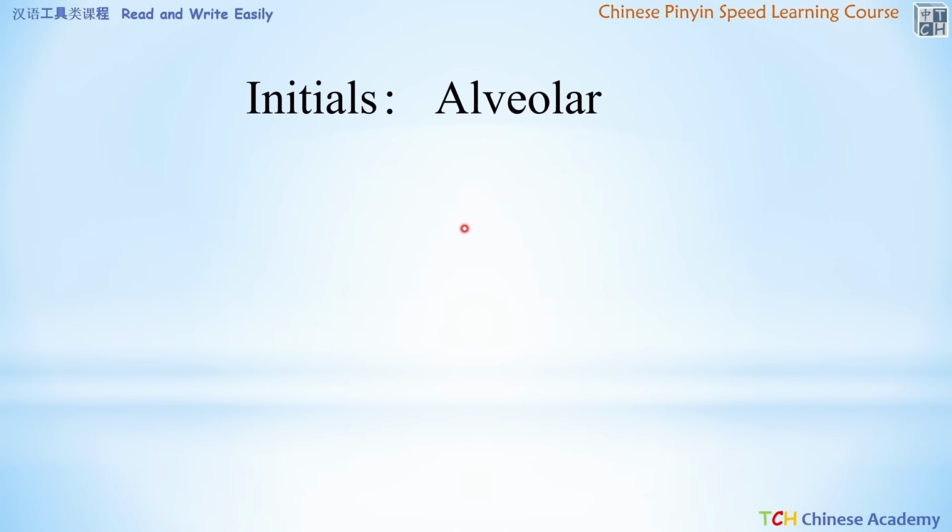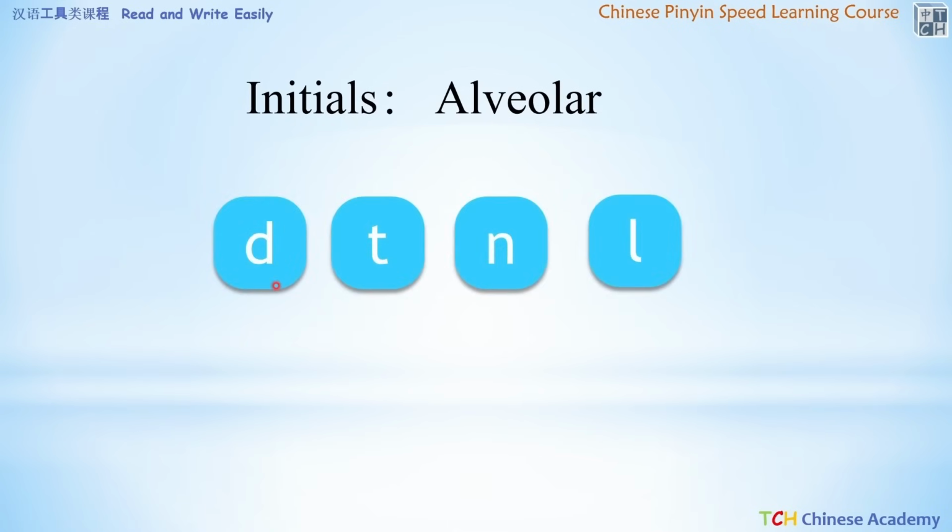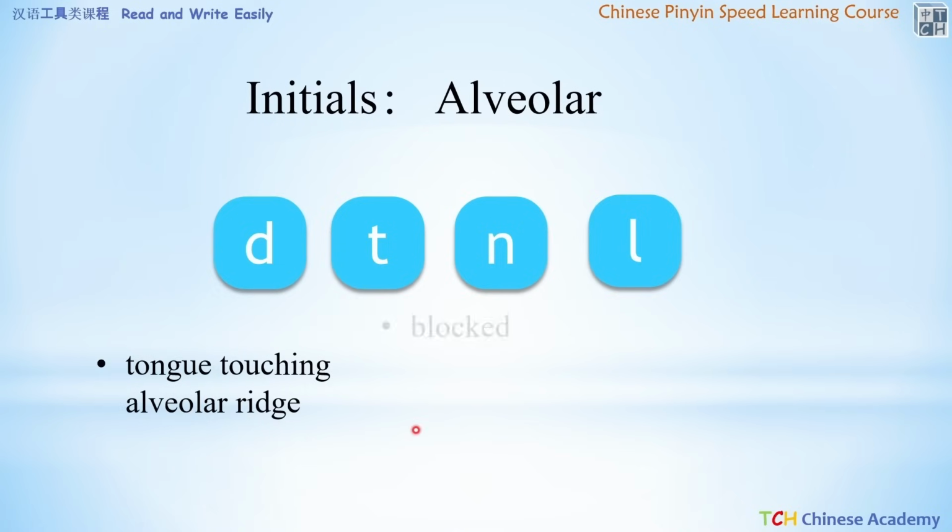In this video, we'll work on the alveolar initials. The Chinese alveolar pinyin are d, t, n, l. We group these four pinyin together as alveolar because when these sounds are produced, the tip of the tongue needs to touch the alveolar ridge. By doing so, the air is blocked, and then we drop the tongue to let the air out. These alveolar sounds are released.